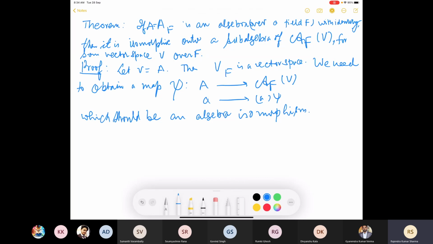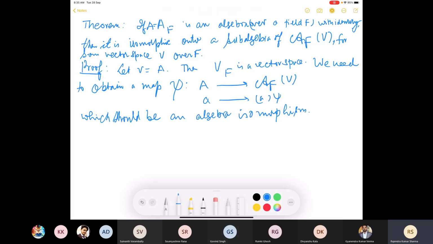So it should preserve sum, it should preserve scalar multiplication, it should also preserve multiplication. And it should also be one-to-one. So such a map is needed.